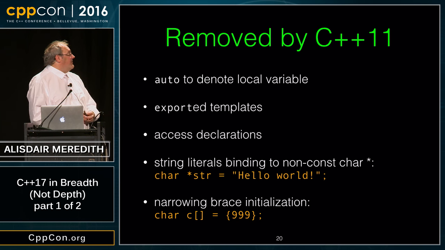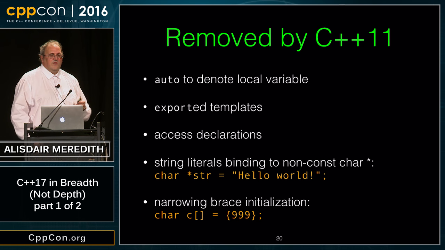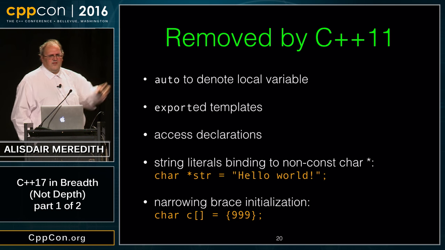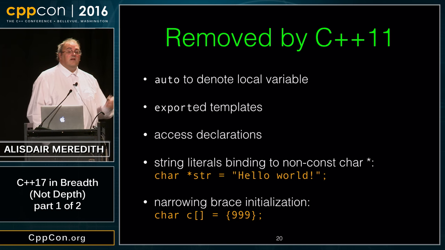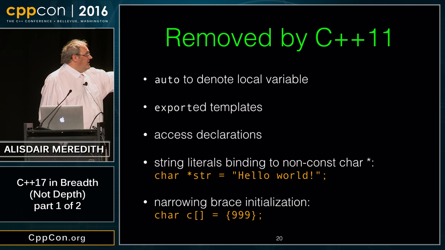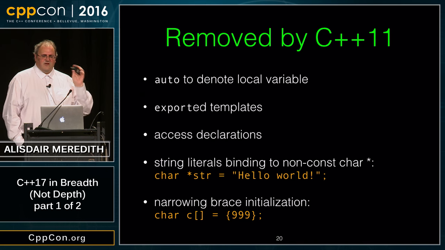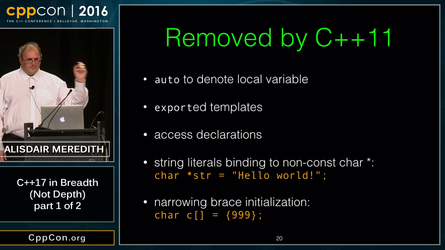One of the ones that did catch people out was you could have a non-const char star binding to a string literal, which was really kind of dangerous. So that was deprecated in 98, and we finally dropped that in 11. And when we added the new brace initialization, narrowing conversions were banned, and therefore some of these array initializations might have caught people out. Those caught us out quite a bit in our test drives, where we were really trying to test some out-of-bound stuff.